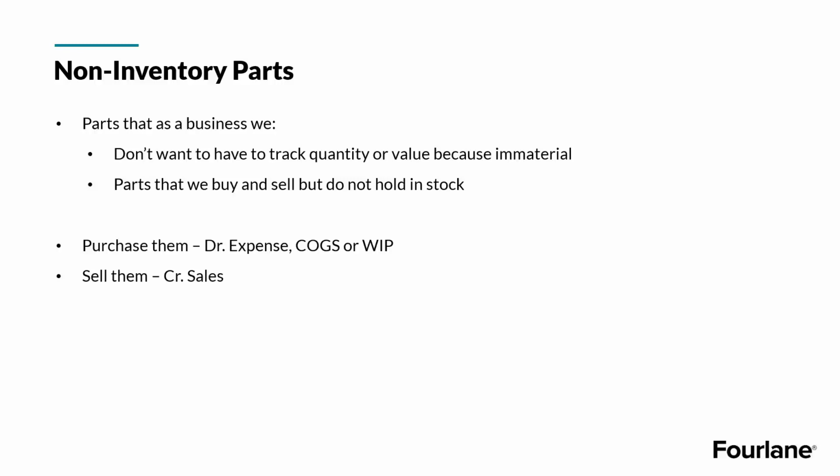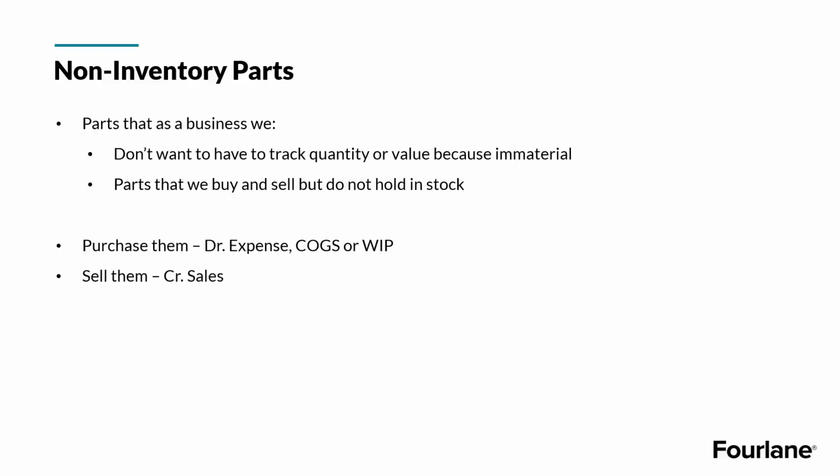But we don't want to track quantity on hand or value on hand, because maybe it's immaterial as far as dollars go. Maybe we just order it every time we order product from this particular vendor, and they throw in this immaterial part for us. We're probably never going to run out of stock of these parts, and we don't want to do a physical inventory count of them. So they're parts where we want to see the sales quantity and sales dollars, but not hold a quantity and value on hand.